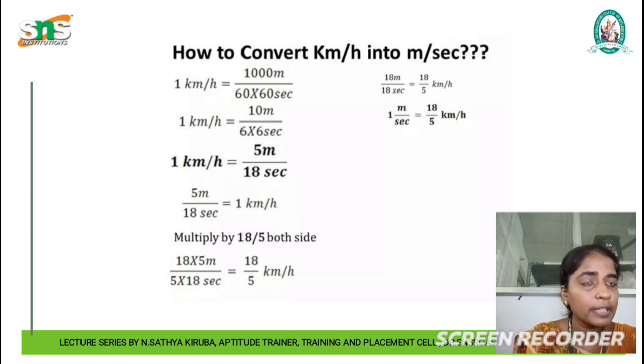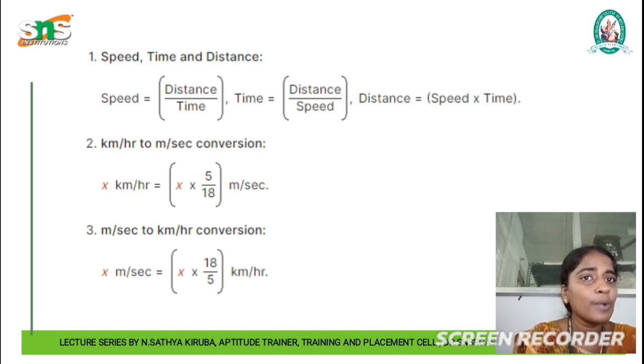Now I can explain this with an example. You have these formulas at hand for easy calculation. Speed is equal to distance by time, time is equal to distance by speed, distance is equal to speed into time. For kilometer per hour to meter per second conversion, x kilometer per hour is x into 5 by 18 meter per second. And x meter per second is equal to x into 18 by 5 kilometer per hour. This is how the conversions happen.